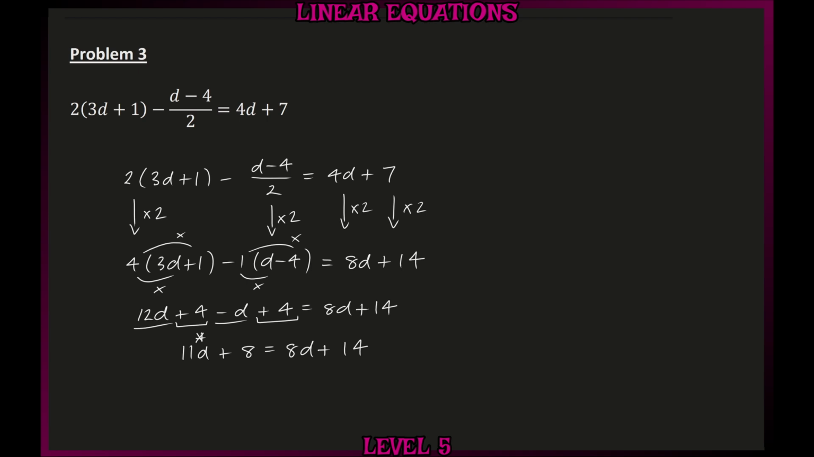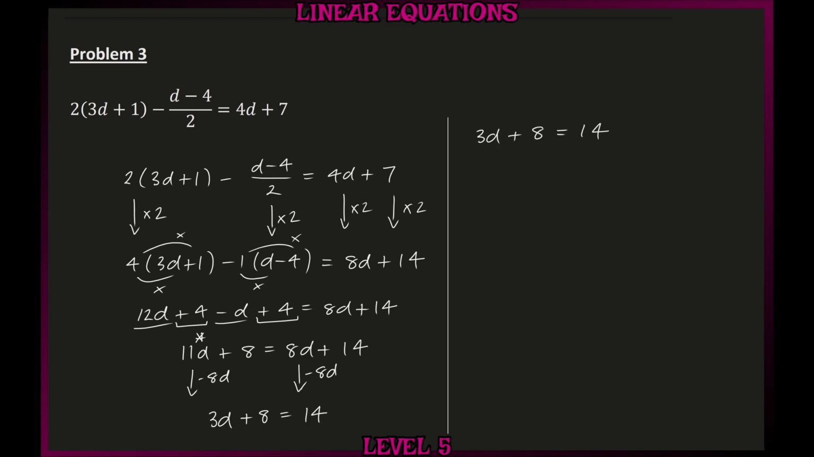So if we're keeping the 11d on the left, we need to remove the 8d from the right. And we can do this by subtracting it. And we're going to also subtract 8d from the left. Now on the left, 11d minus 8d is 3d. We still have a plus 8 there. And on the right, 8d minus 8d is 0, so we're just left with 14.